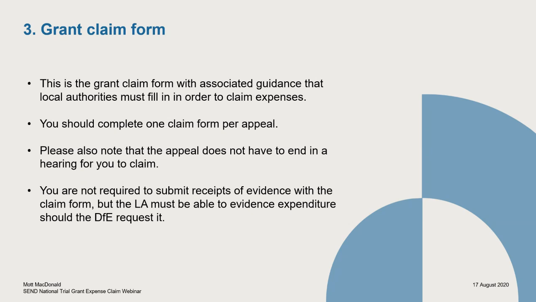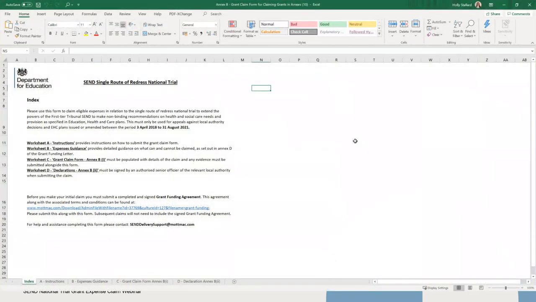You should complete one form per appeal, and please note that the appeal does not have to end in a hearing for you to claim. So let's take a look at an example claim form. So when you download the document from the toolkit, this is the Excel form that you'll be downloading. So this first tab down here is the index tab, and the index tab provides an overview of the form and what is required of each section, along with some instructions of how to complete the form.